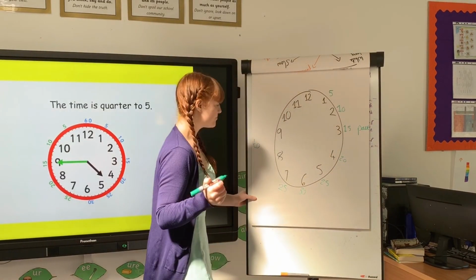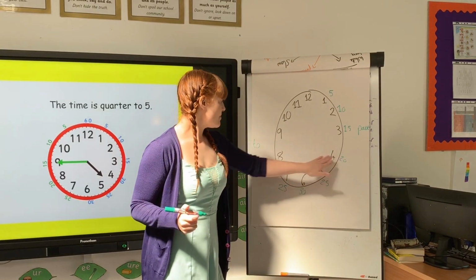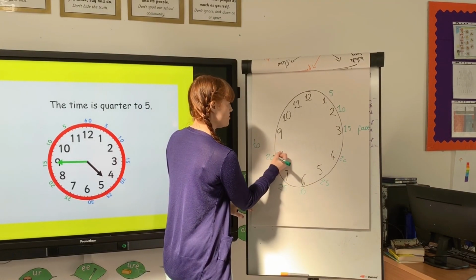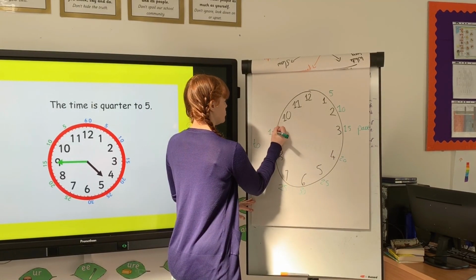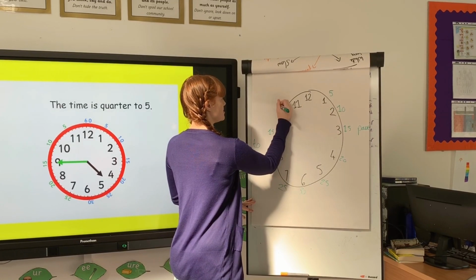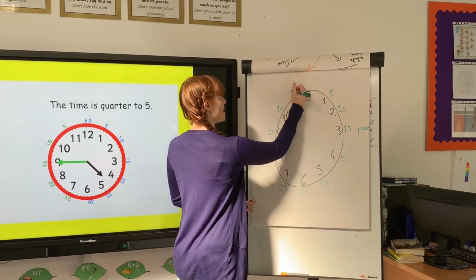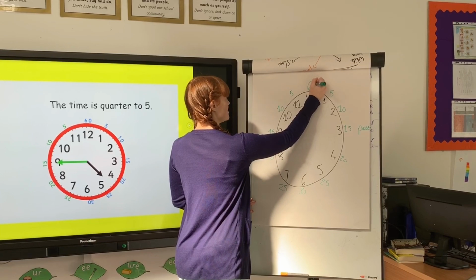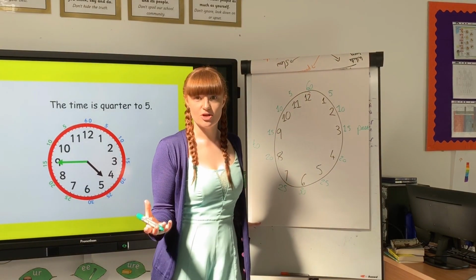So then I know, if that's 20 past, I know that's got to be 20 to. Quarter past, quarter to. 10 past, 10 to. 5 past, 5 to. I know that's 60 because that's where the big hand points toward 9 o'clock time.